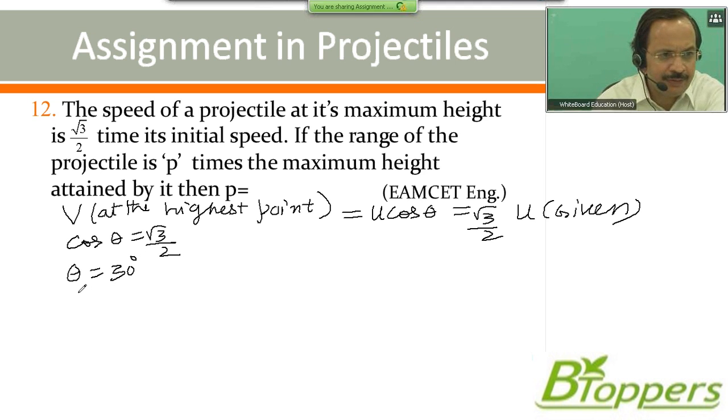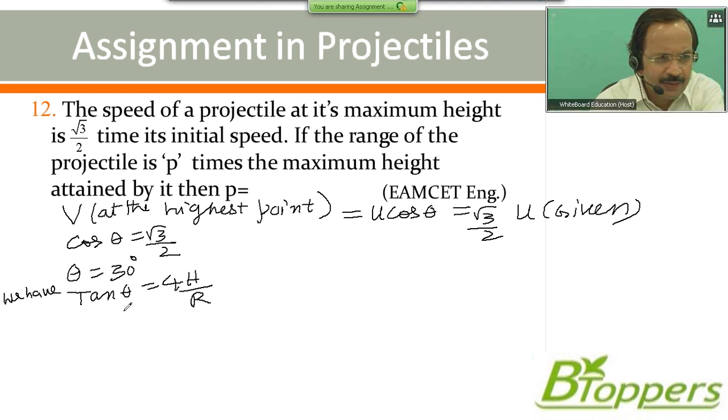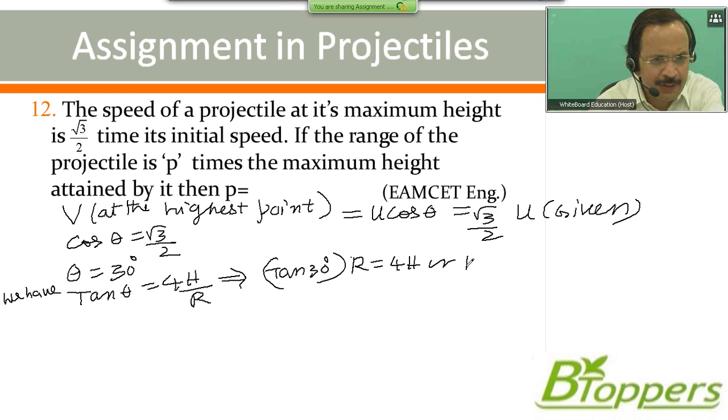I have discussed the relationship between the maximum height reached, horizontal range and angle of projection of the projectile. So you can write tan theta equal to 4h by r. This relationship I have discussed in the past. H is the maximum height reached and r is the horizontal range. In this question theta is 30 degrees, so you can substitute theta equal to 30 degrees on the left hand side, and carry r to the left side. So tan 30 degrees equal to 1 by root 3.